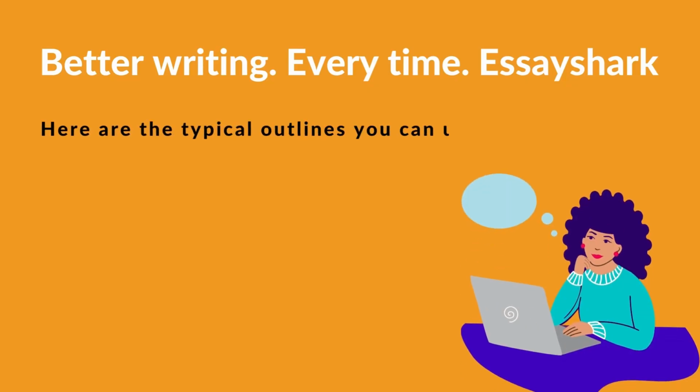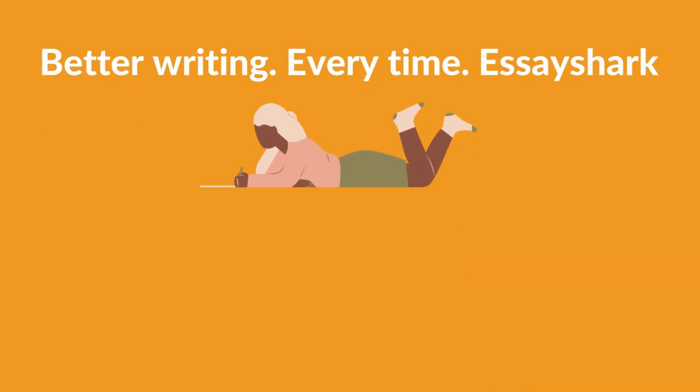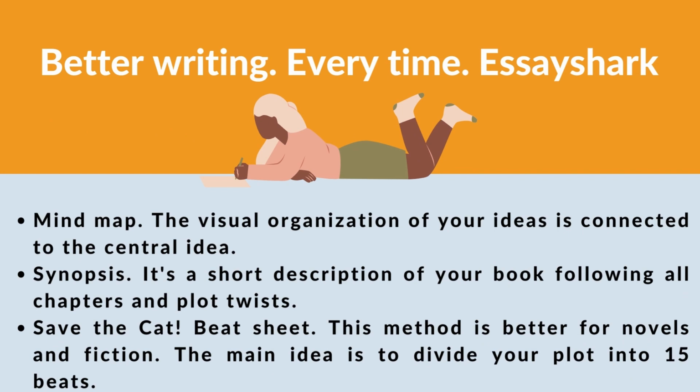Here are the typical outlines you can use. Mind map. The visual organization of your ideas is connected to the central idea. Synopsis. It's a short description of your book following all chapters and plot twists. Save the Cat beat sheet. This method is better for novels and fiction. The main idea is to divide your plot into 15 beats.